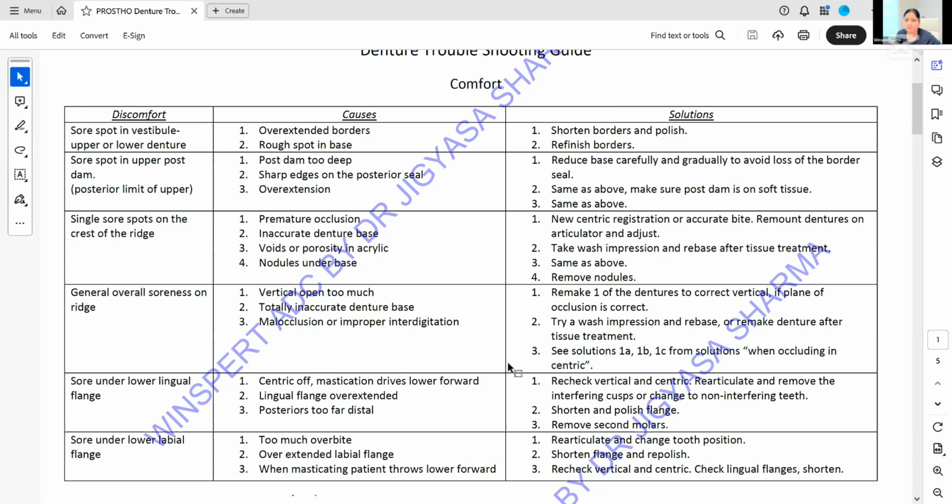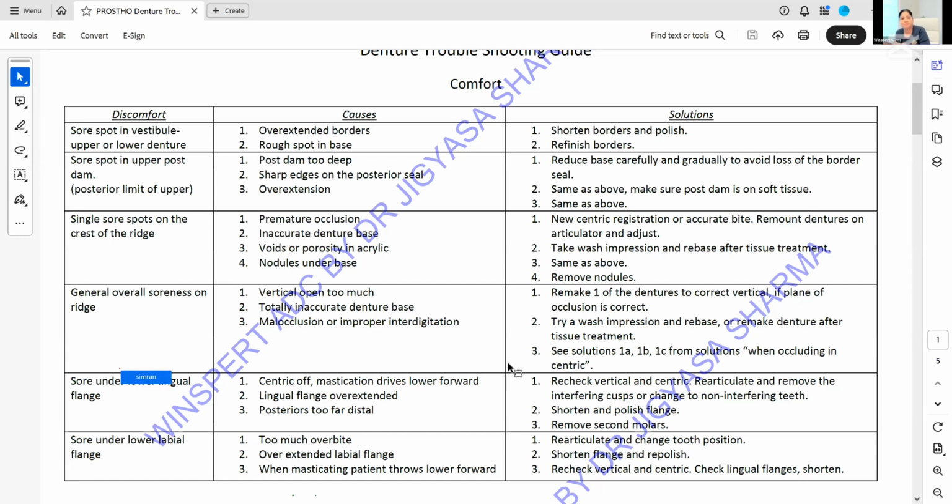When centric is off, centric off means CO and CR not coinciding. In a denture patient, is the CO and CR supposed to be coinciding or not? Yes or no, please. So when they're not coinciding, the patient will try to bring it forward and there will be a drag.